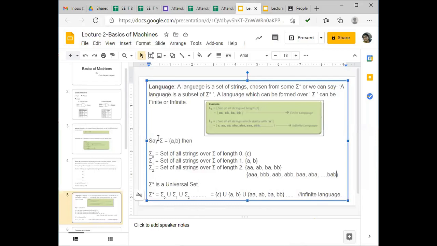So what is this actually? What is this sigma star? Just listen. It is all the strings generated by alphabet A, B, maybe of any length. That is your sigma star. But the strings should have only 2 symbols, that is A or B. A repeated 100 times, B repeated 100 times, A 10 times, B 90 times, anything. All the combinations of A and B of any length. That is the language generated by A, B. That is an infinite language. Your sigma star is infinite.